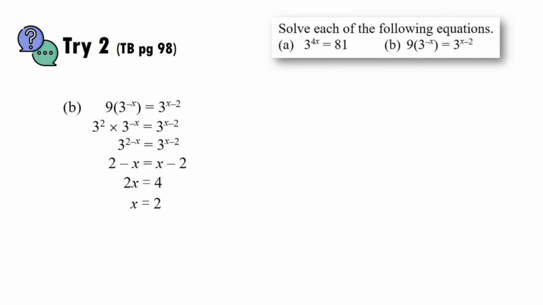Let us now take a look at part B. We have 9 times 3 to the power of negative x equals to 3 to the power of x minus 2. So similarly, our objective is to always have the common base, in this case 3, to be on both sides of the equal sign. In order to achieve that, we will have to change 9 into 3 to the power of 2. And then after that, we will apply our laws to get 3 to the power of 2 minus x. Now that we have achieved this equation, we will be able to equate the exponents, meaning to say equate 2 minus x equals to x minus 2, and then solve to get x equals to 2 as our final answer.